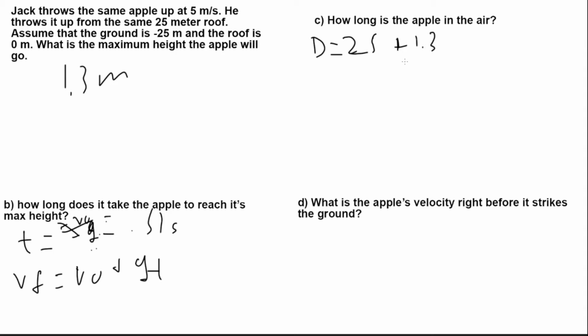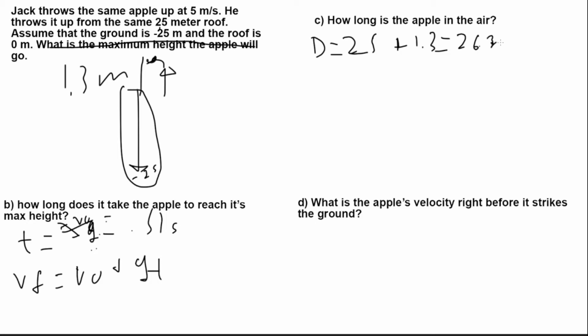Now I'm going to explain this. If we're finding this maximum height, this counts because the apple is going up still. When it goes down, we go 25 meters below the roof, so we're going all the way down to -25. So this entire bit here is 25 meters, but we also have 1.3 meters because that's what we got over here. It went up 1.3 meters and then is now going down to whatever that is plus 25. So just add, this is 26.3 meters.